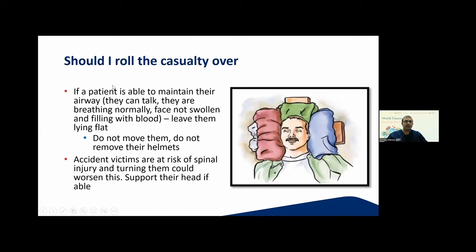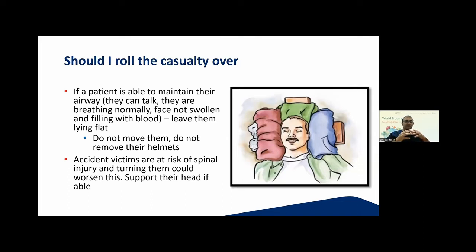All right. Now, I think a very common question that is asked is, should I roll a casualty over? And for example, if they are facing down, what should you do? If they are lying flat, what should you do? Now, the main worry about patients who are unconscious is whether they're able to maintain their airway. If they are unconscious and not responding to you, the tongue tends to fall back sometimes, that becomes a little bit challenging for them, and leaving them in this situation may cause them to still have an obstructed airway.